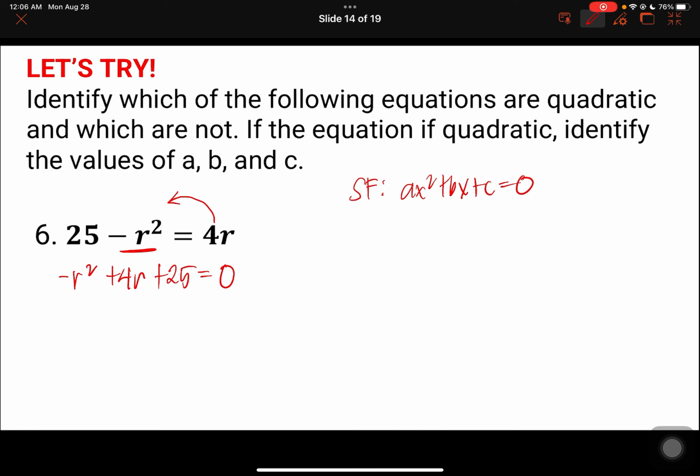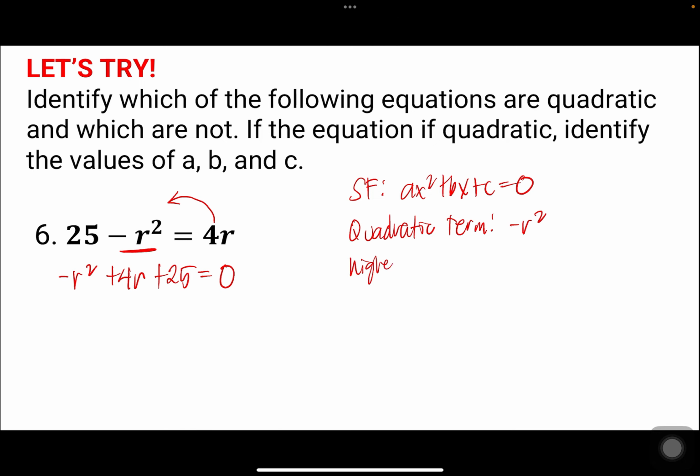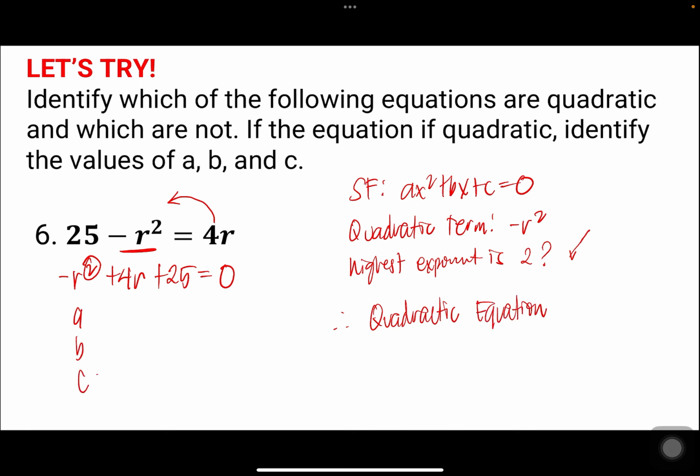So, may quadratic term po ba tayo? Yes, we have a quadratic term, which is a negative r squared. And the highest exponent po ba is 2? Yes, squared na po yun. Naka-r squared na siya. Therefore, it is a quadratic equation. So, what are the values of A, B, and C?